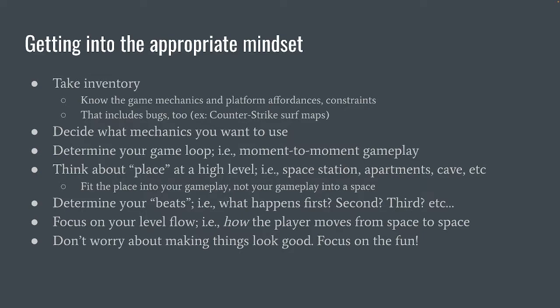Like, the player walks into a room, there are enemies in there, they start shooting the enemies. Once all the enemies have been shot, the player can get a thing and then exit the room. That is your game loop. And that's an example of a combat game loop.